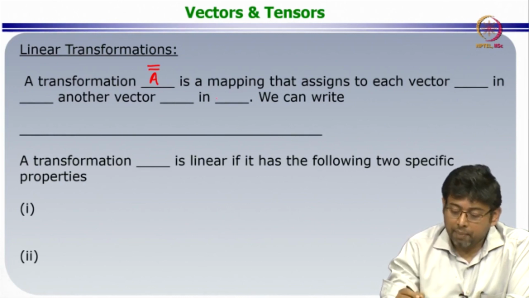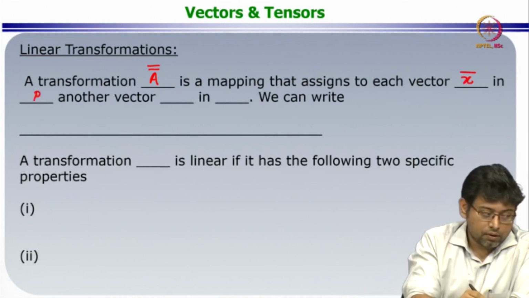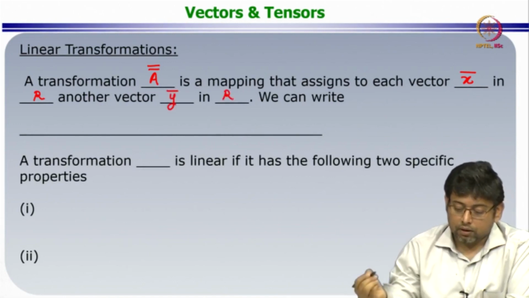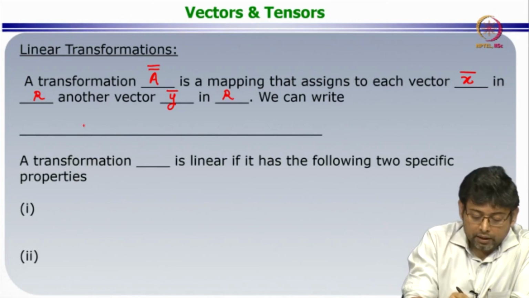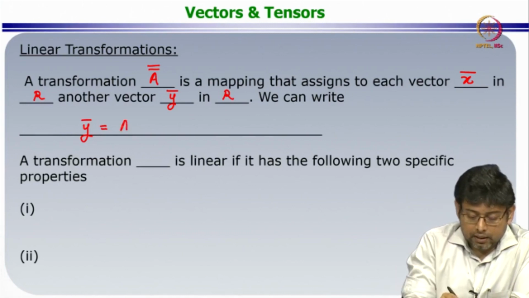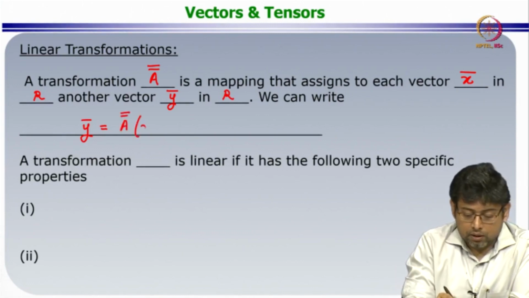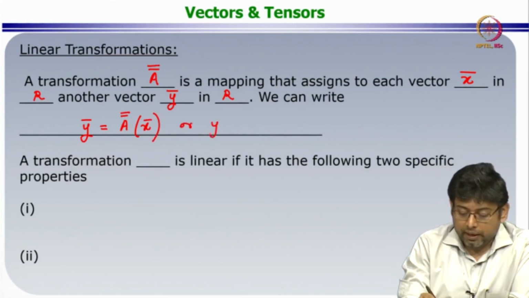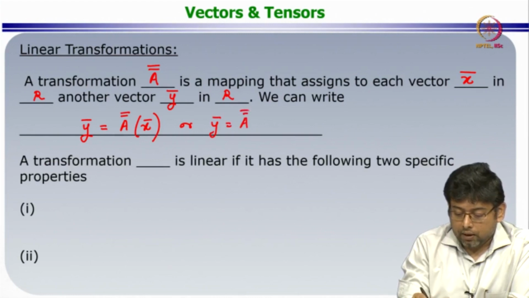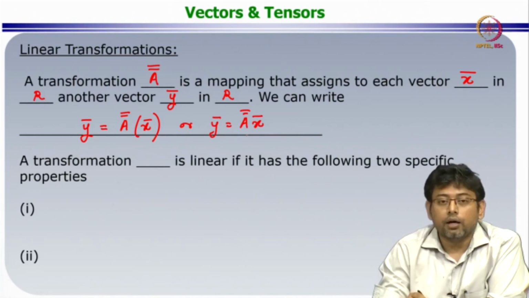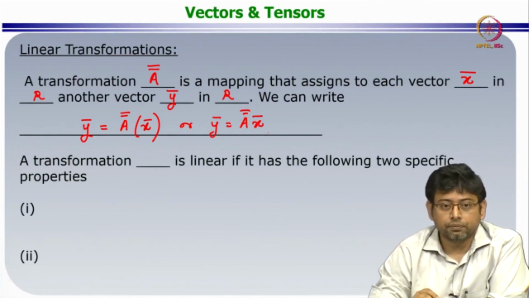A transformation is a mapping that assigns to each vector x, let us say in R, another vector y in R again. So we can write that this vector y is essentially nothing but A acting on x, or often simply written as y is equal to A x, where it is understood that in this writing you have A operating on x.